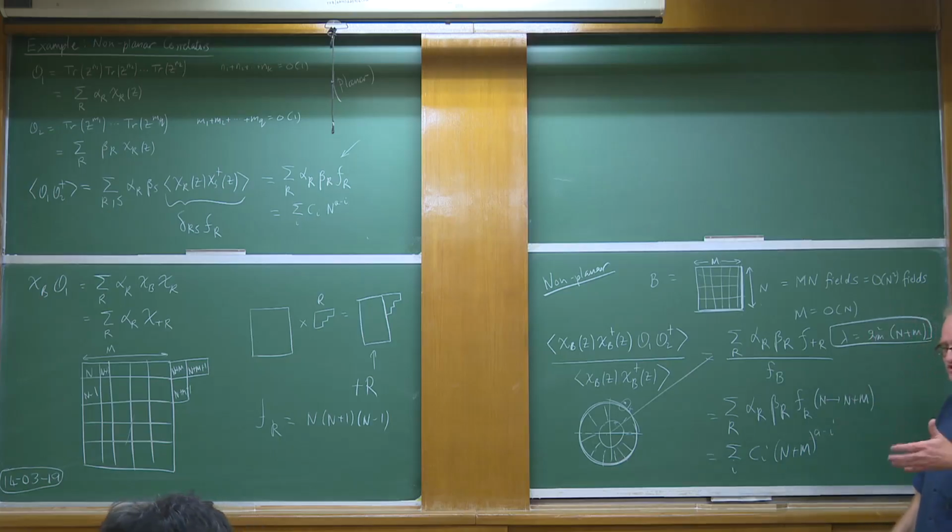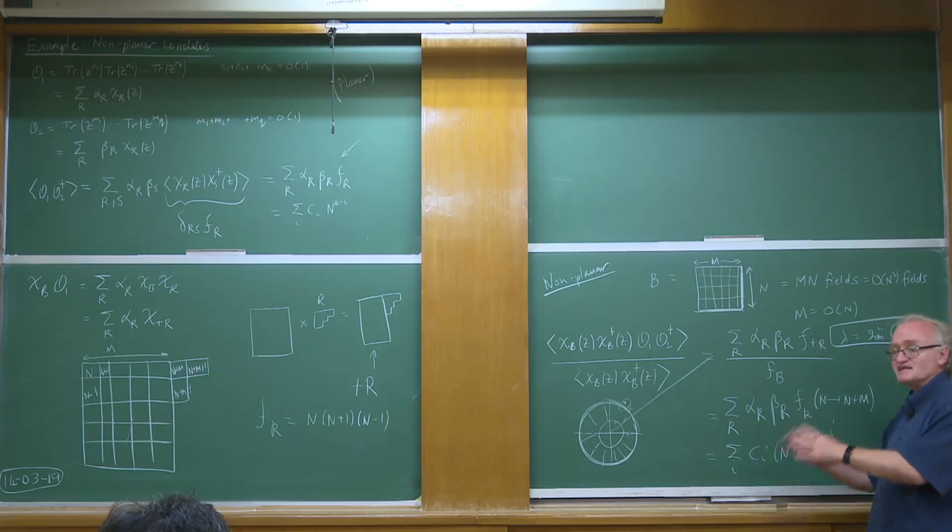It's similar to what happens in BMN, where your genus counting parameter looks like J squared over N, but then the 't Hooft coupling also gets rescaled by this J squared. So really J squared over N is an N effective. N plus M is playing the role of an N effective here.